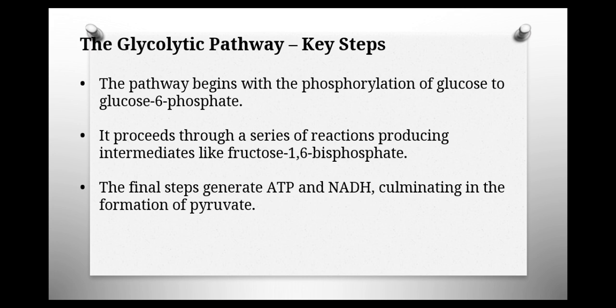The glycolytic pathway key steps. The pathway begins with the phosphorylation of glucose to glucose 6-phosphate. It proceeds through a series of reactions producing intermediates like fructose 1,6-phosphate. The final step generates ATP and NADH, culminating in the formation of pyruvate.